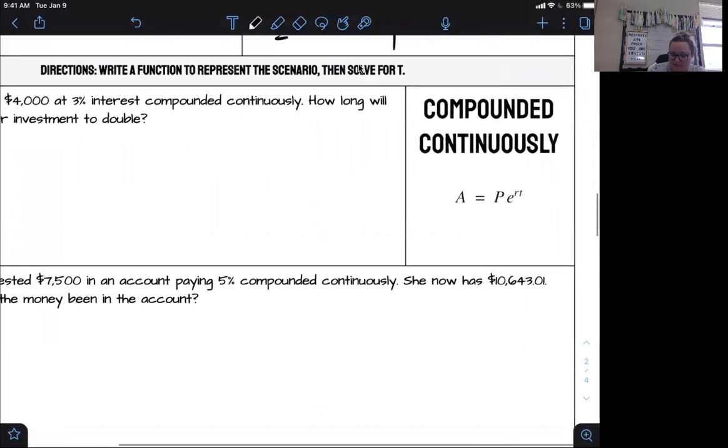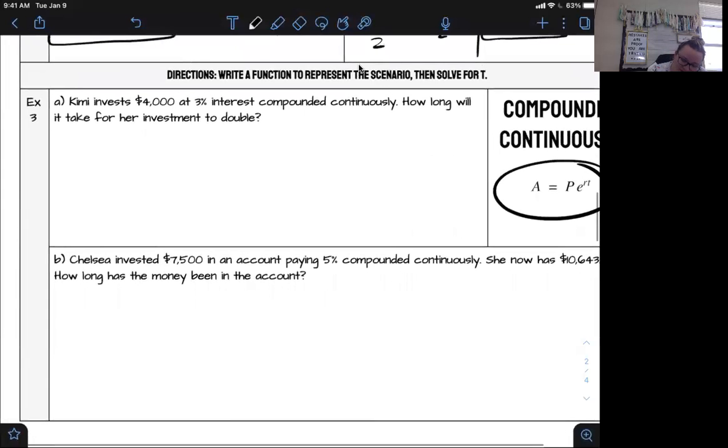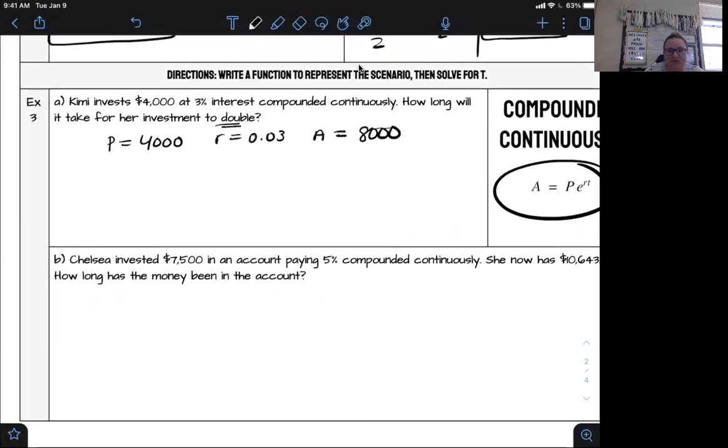So remember when we deal with compounded continuously, we use PERT: A equals P times e to the rt. And this time we know that her initial investment was $4,000. We know that the rate is 3%. And we know that she's going to end up with, it's going to double. So 4,000 times 2 would be $8,000. We're trying to figure out how long it's going to take for that to happen.